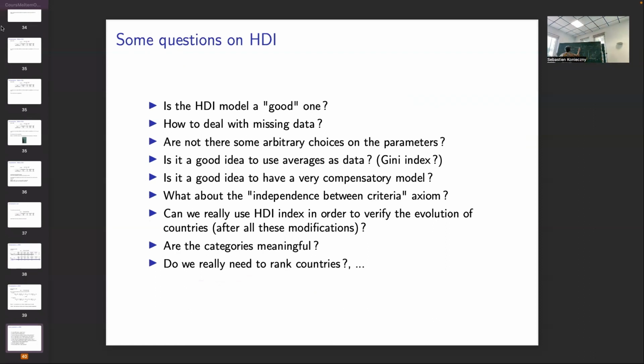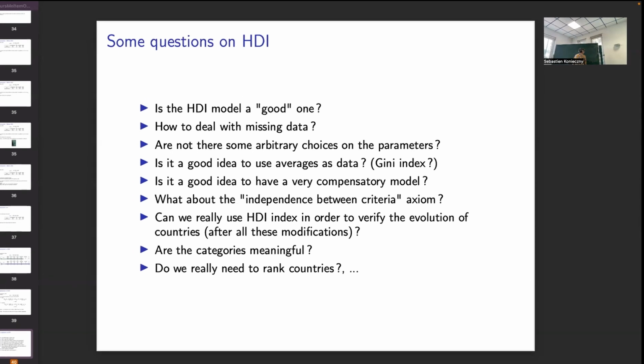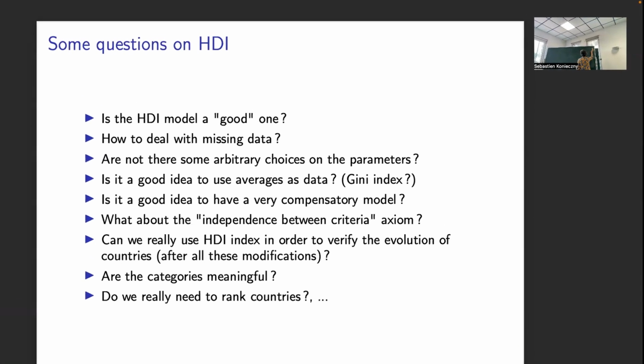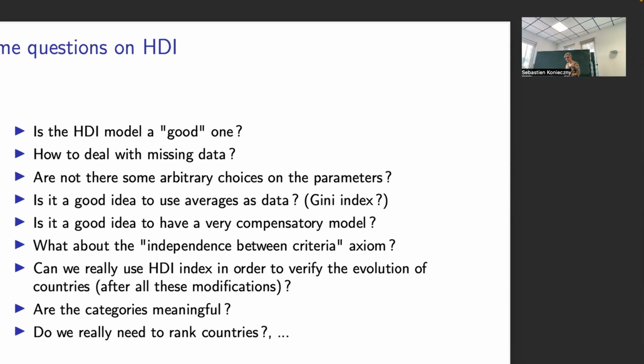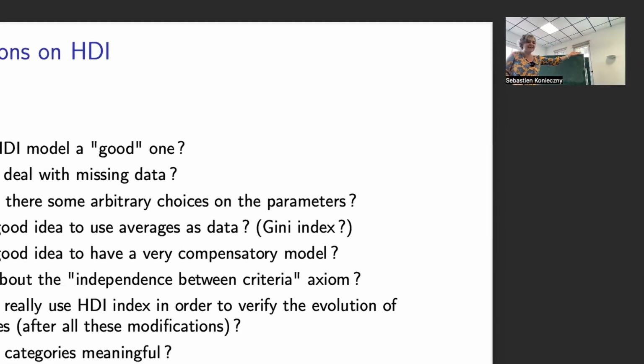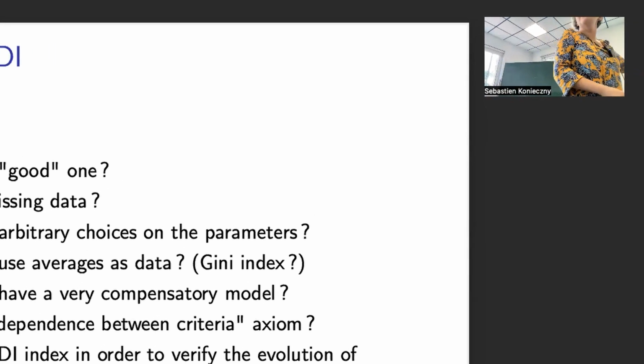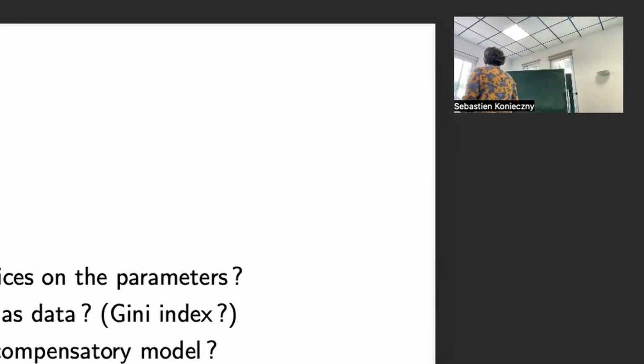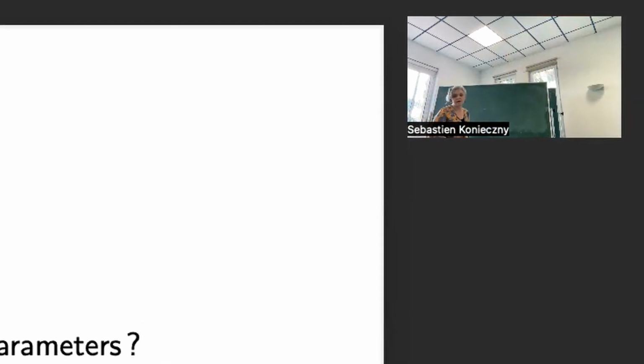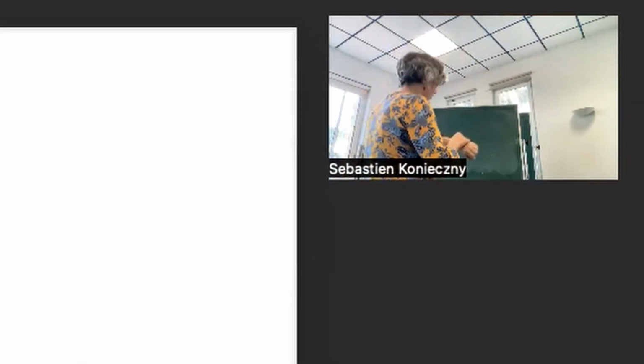So for instance, if you want to do it correctly, because I think that this is the most important thing, I don't know, we need to compare countries. I don't know why we need to rank countries. But probably I need to know the level of human development of a country, and it is meaningful. But if I want to do this, I will not check the other countries if they are developed or not. I will check myself.